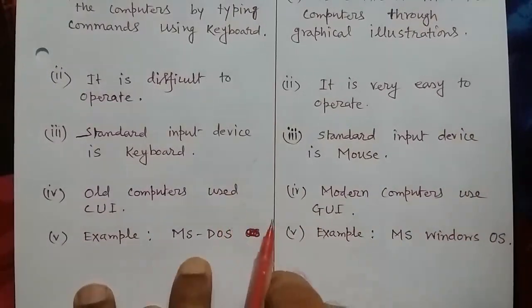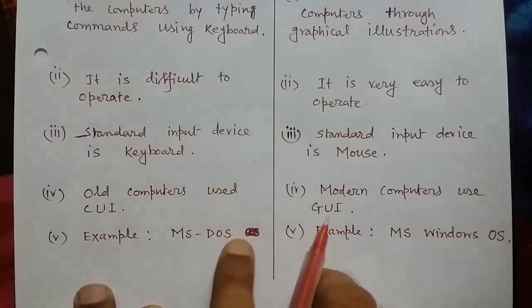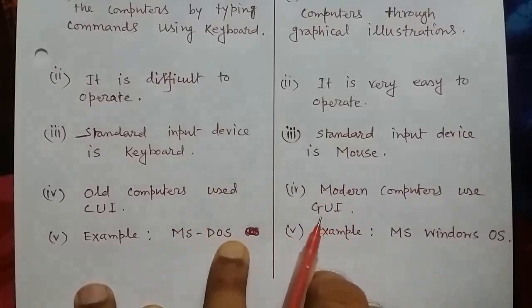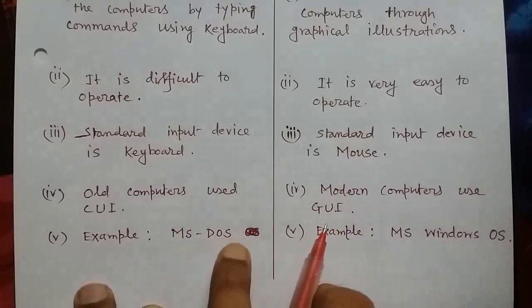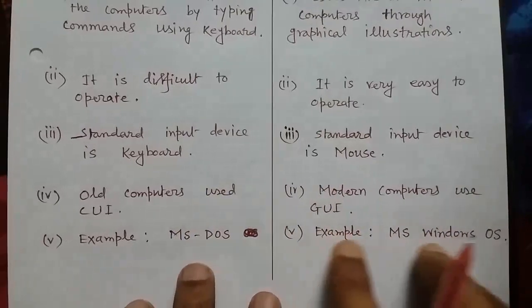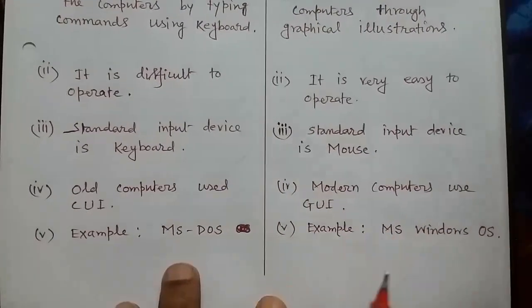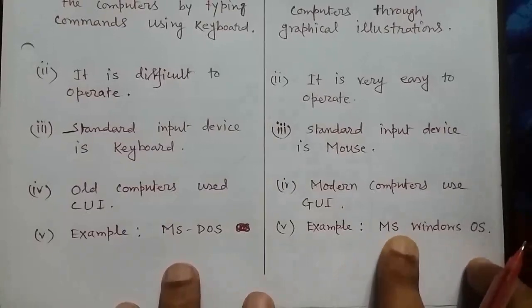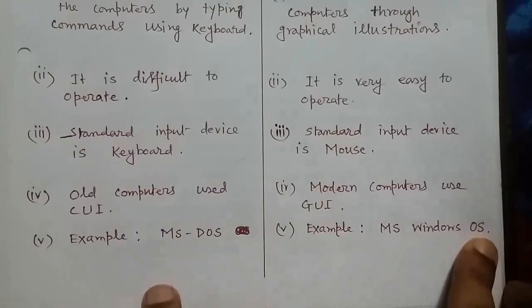An example of a CUI operating system is MS-DOS, that means Microsoft Disk Operating System. And an example of a GUI operating system is Microsoft Windows Operating System.